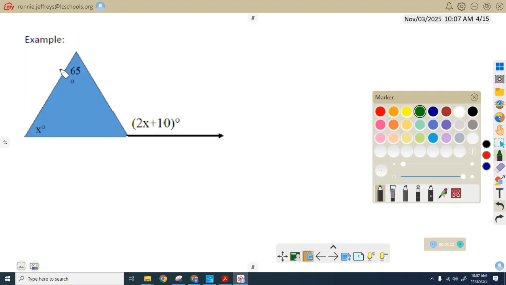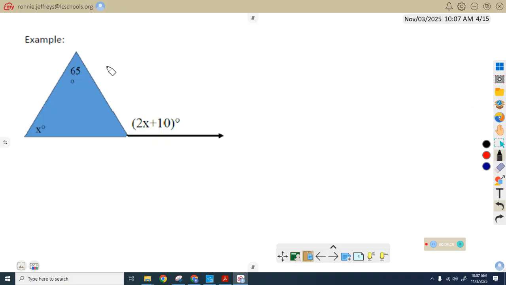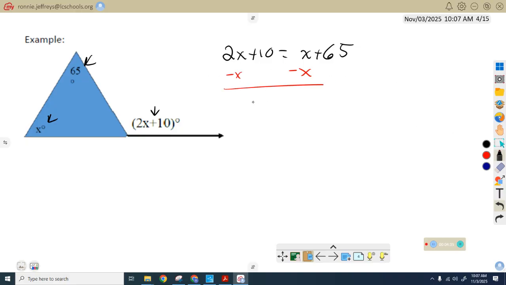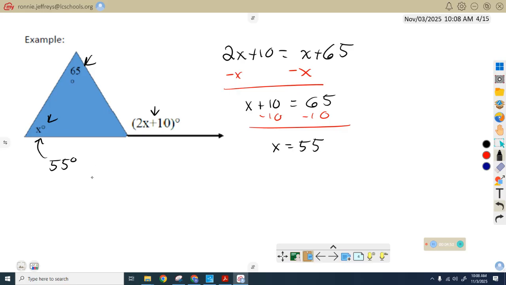Alright. What we just stated is that this angle and this angle add to equal this angle. X minus 60 or plus 65. Alright. So X plus 10 equals 65, minus 10 minus 10. So X equals 55. Alright, so this angle is 55 degrees.